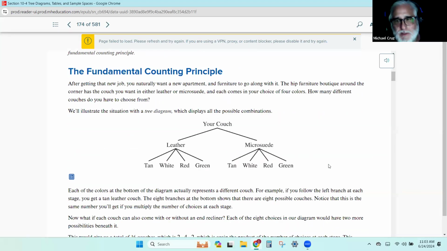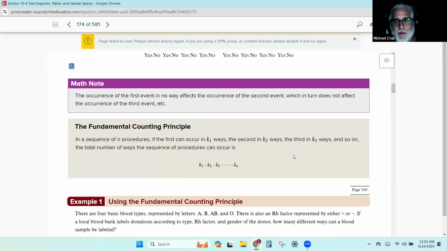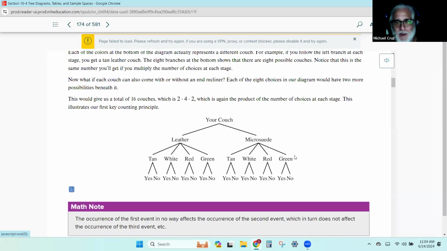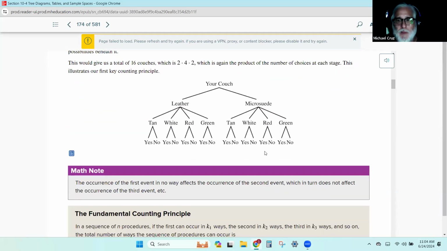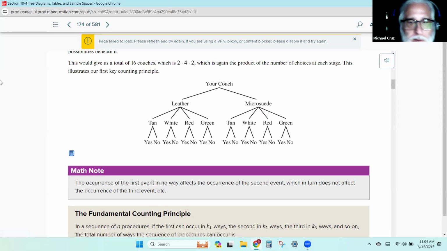So remember we talked about this little tree diagram with the couch. You can have 2 finishes, the leather or the microsuede, and then 4 colors. So that gives us 8 different choices. All right. And then we can extend it. So this is the use of the counting principle. And let's just say this scenario has 8 times 2, so there's 16. Let's say we want to find the probability.